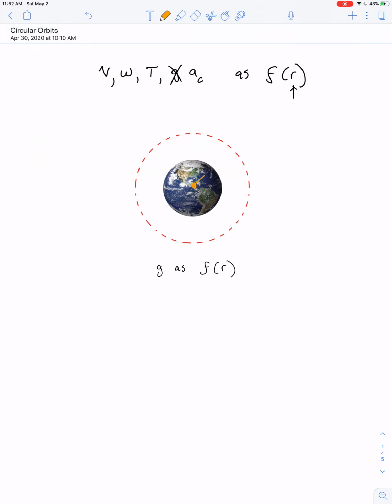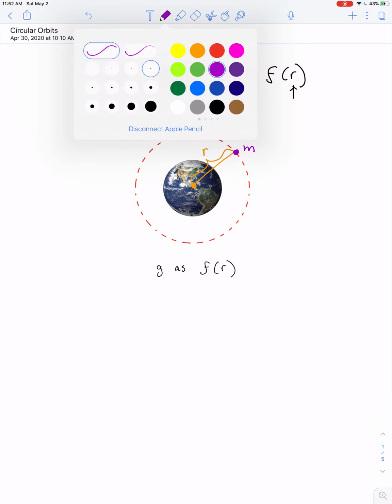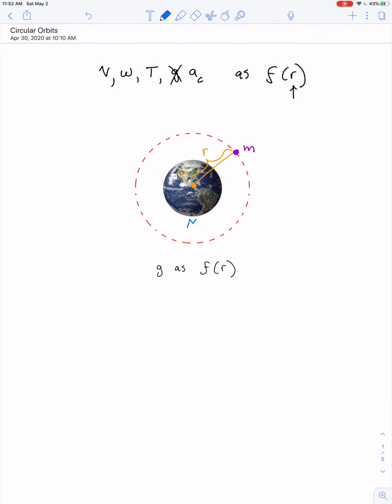So the distance I'm referring to, the value of r, we can represent graphically. So r just represents how far it is from the satellite's orbit to the center of the object that it's orbiting. So let's draw in our satellite. The satellite has a mass of lowercase m, and then the object it's orbiting, in this case the Earth, has a mass of capital M.